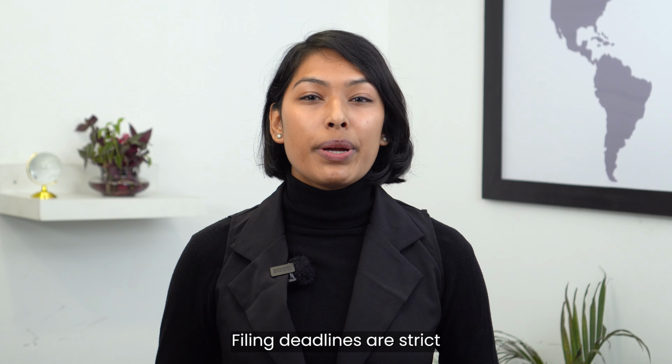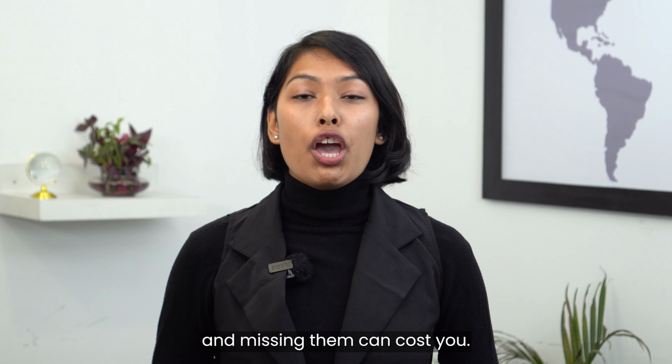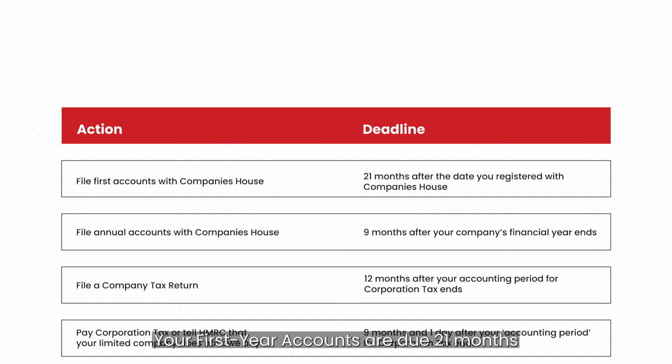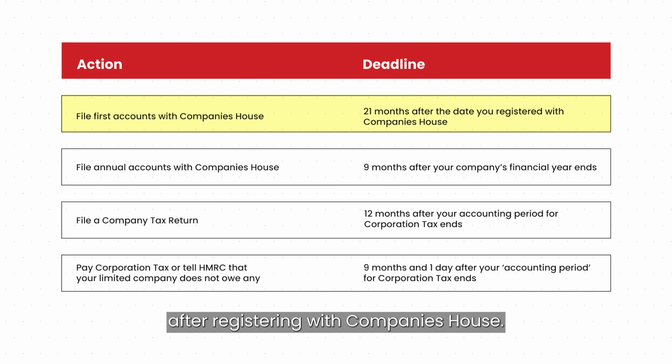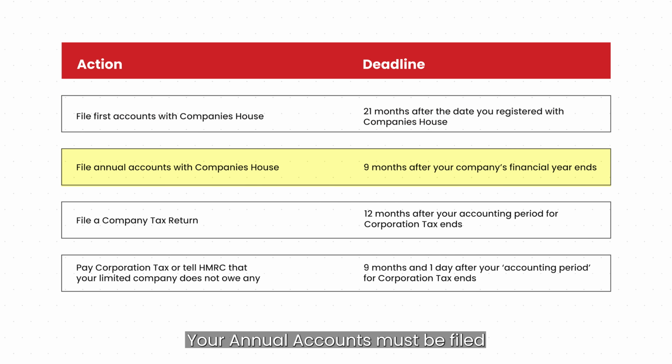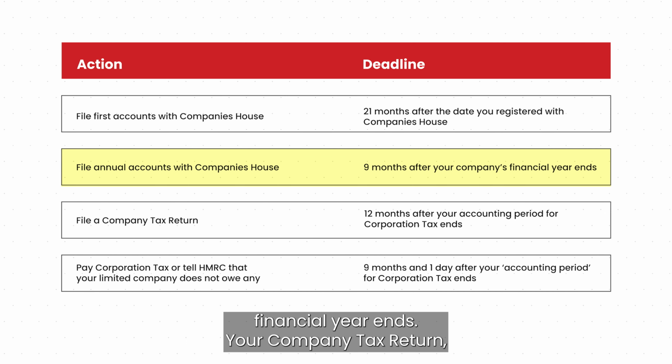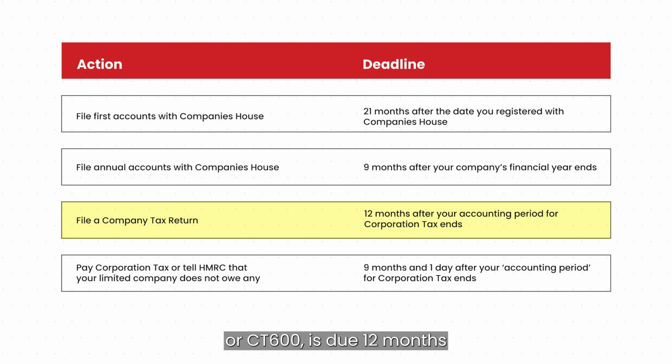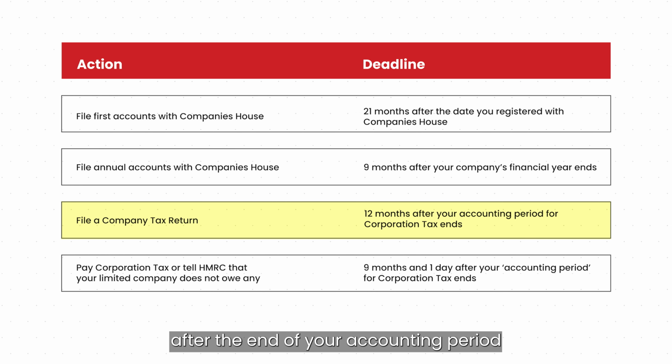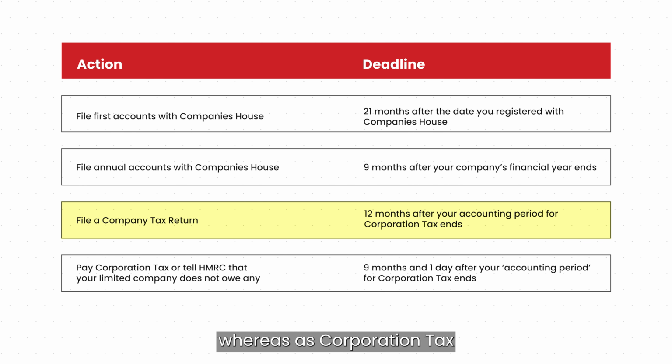Filing deadlines are strict and missing them can cost you. Your first year accounts are due 21 months after registering with Companies House. Your annual accounts must be filed 9 months after your company's financial year end. Your company tax return, or CT600, is due 12 months after the end of your accounting period, whereas corporation tax is due 9 months and 1 day after your accounting period ends.